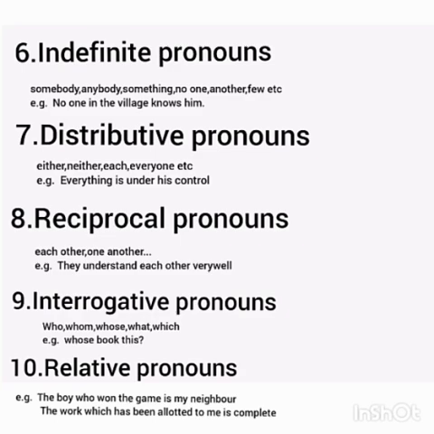There are distributive pronouns like either, neither, each, everyone, etc. For example, everything is under his control. There is a reciprocal pronoun like each other, one another. Example, they understand each other very well.